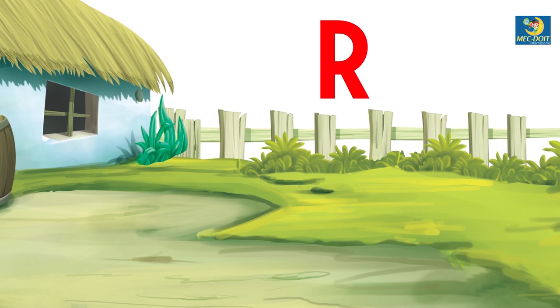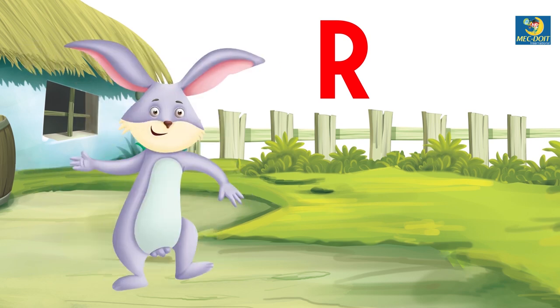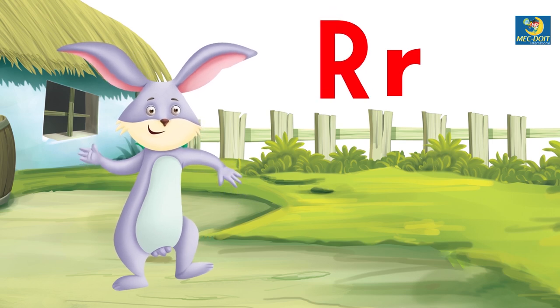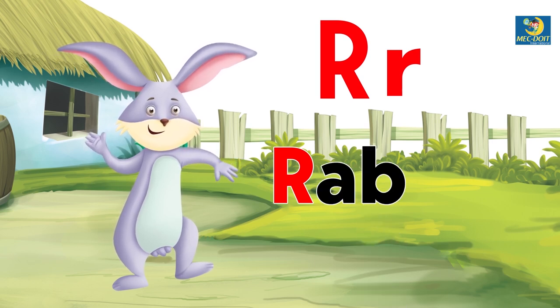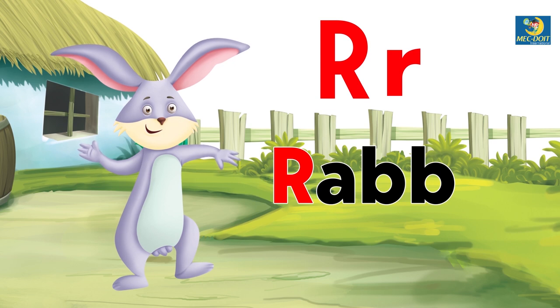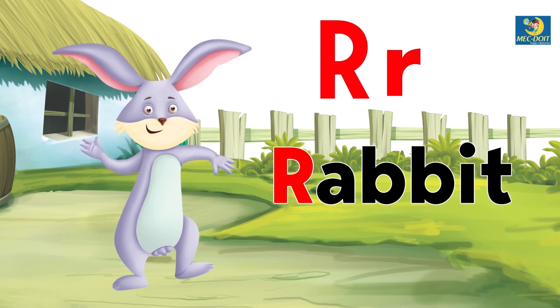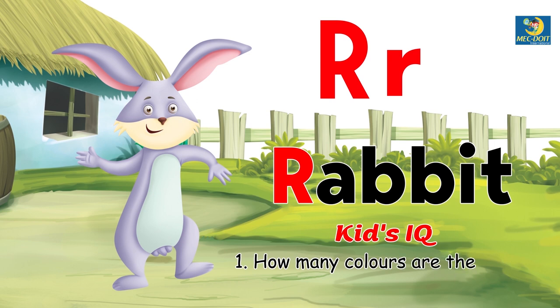R. R for rabbit. R. Rabbit. R-A-B-B-I-T. Rabbit. Kids IQ. Question 1. How many colors are there in a rainbow? Question 2. Hop like a rabbit.